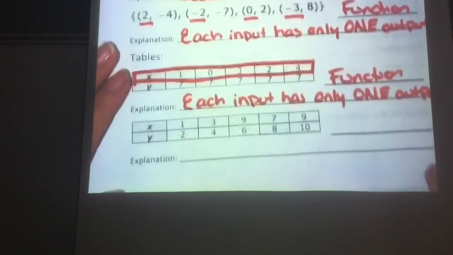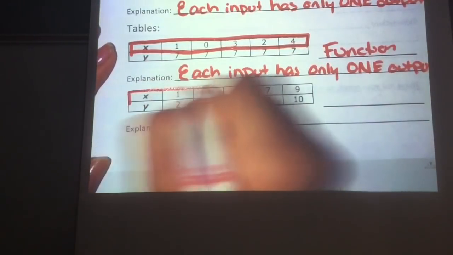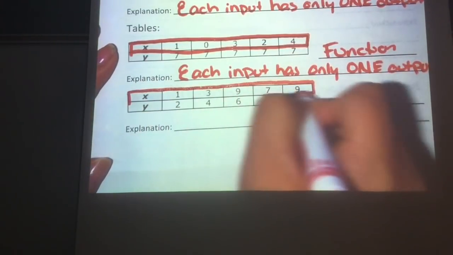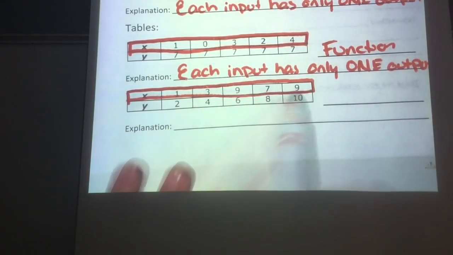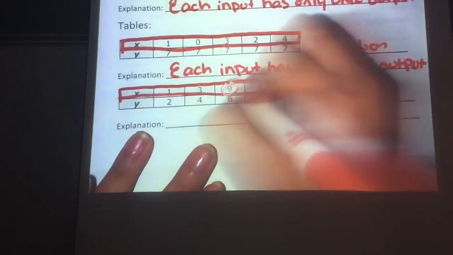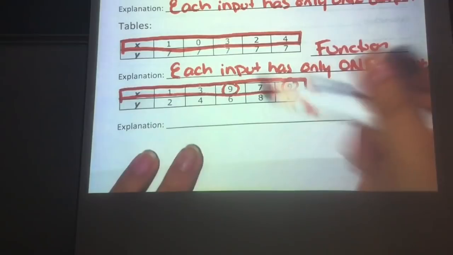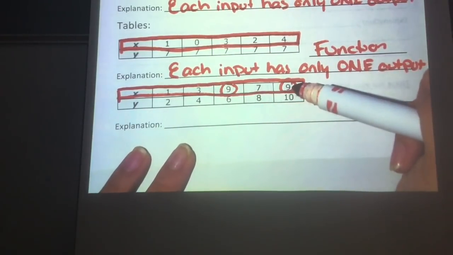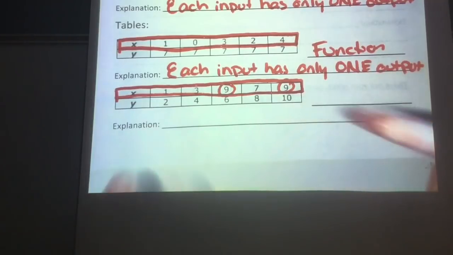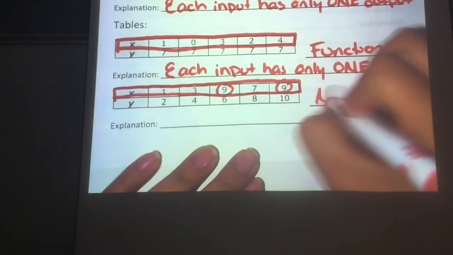So I'm going to look at this second table. Looking at this second table, I'm going to look at all my x's. My x's are 1, 3, 9, 7, and 9. So here I have 9 twice. I have the input of 9 come out twice. Here it's saying my input of 9 gives me 6, and over here my input of 9 also gives me 10. So I can't have the same input give me two different outputs, so this one is not a function.